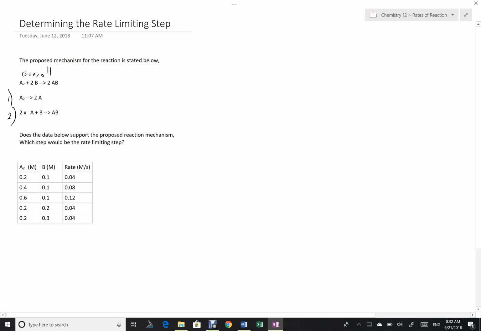And the first thing that we're going to notice, so we can get this answer really easily by recognizing that when I change the concentration of B in these trials here, while keeping the concentration of A the same, I notice that my rate doesn't change. That means that my rate does not depend on B.